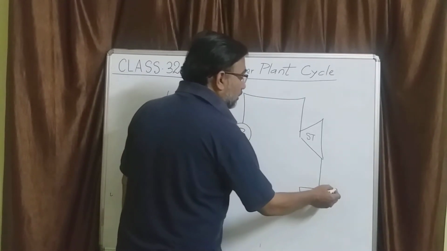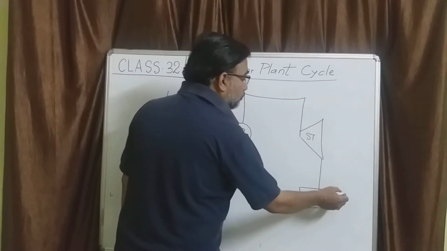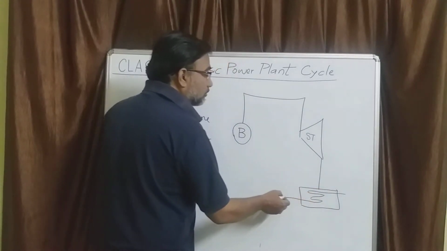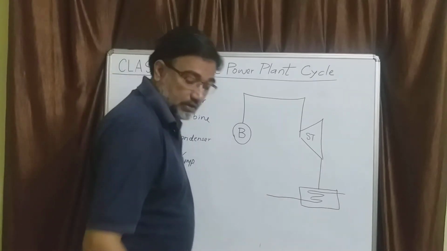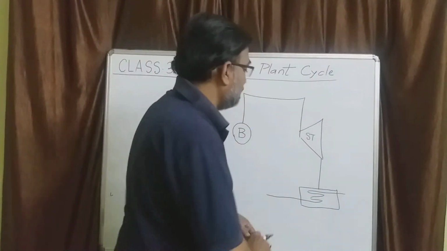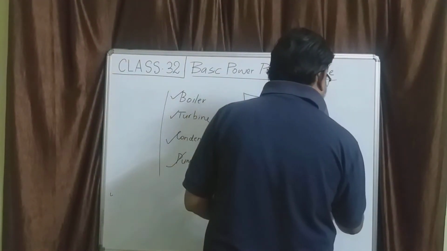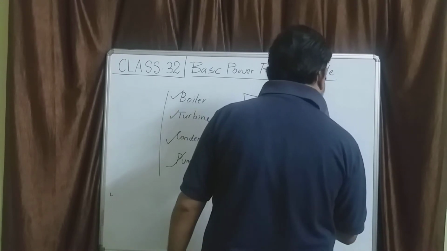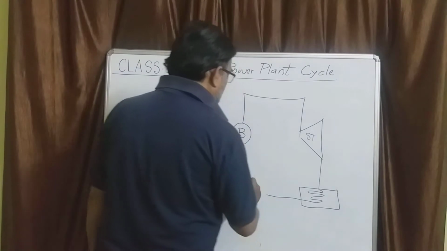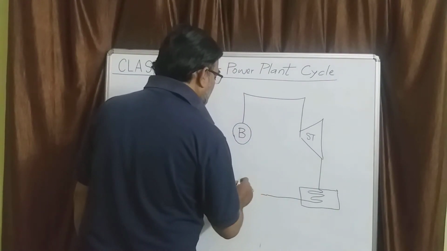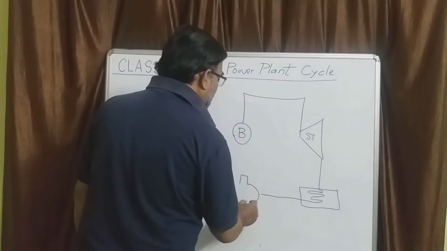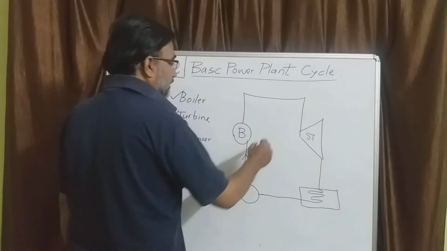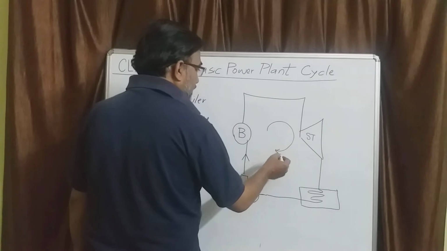the steam will go to a condenser, where it will become water again, and that water will be low pressure water. So this low pressure water will be pumped to the boiler pressure, which is high. So there will be a pump. This is the basic diagram, and the cycle operates this way.